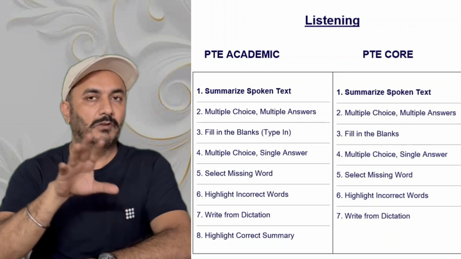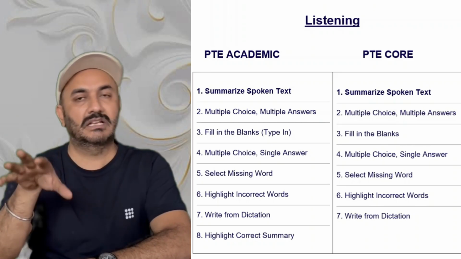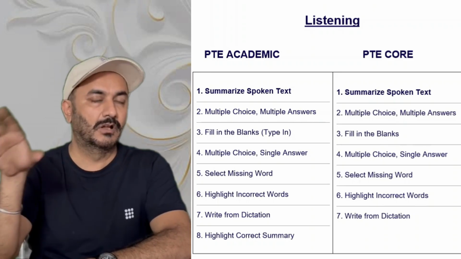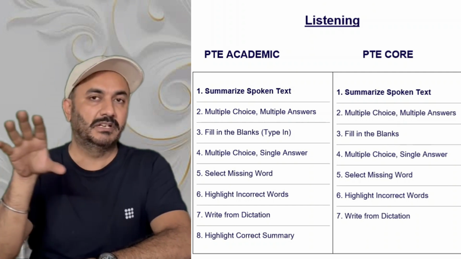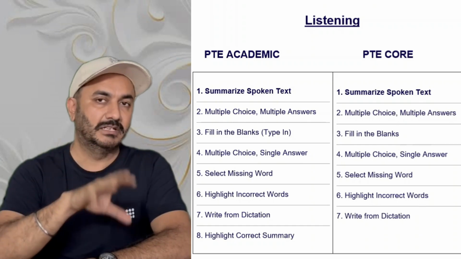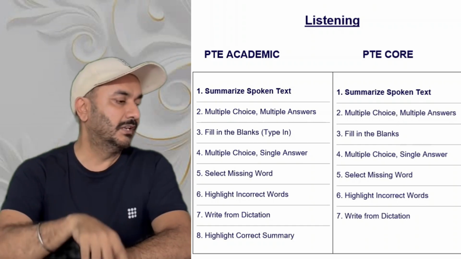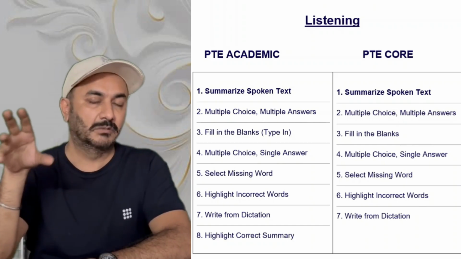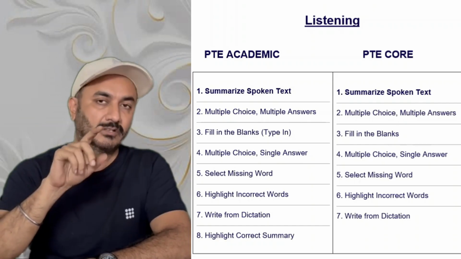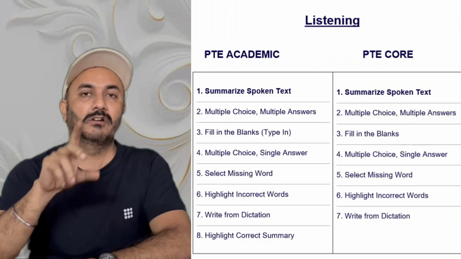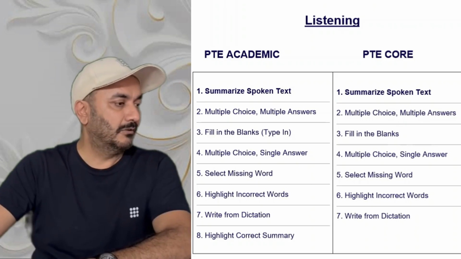In listening, you will have 8 type of questions in PT Academic and 7 type of questions in PT Core. Almost all of the questions in PT Core are same as PT Academic. There is only one exception in PT Academic where you will find a highlight correct summary, which you will not find in PT Core. This is the only type of question which you will find only in Academic but not in PTE Core. See, look here.